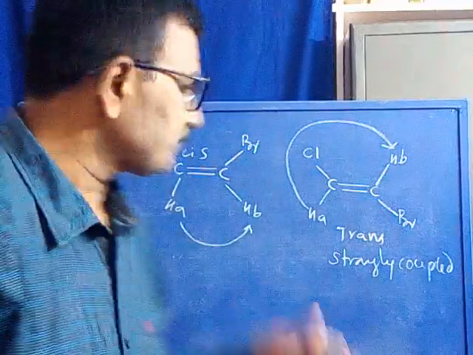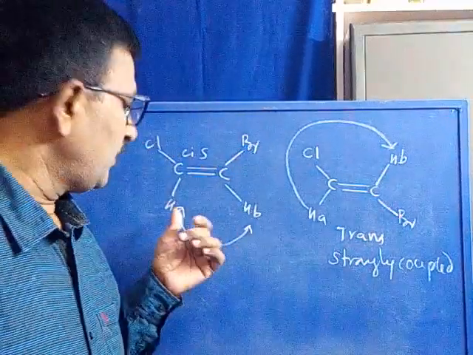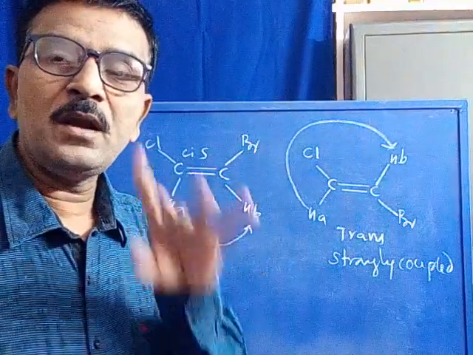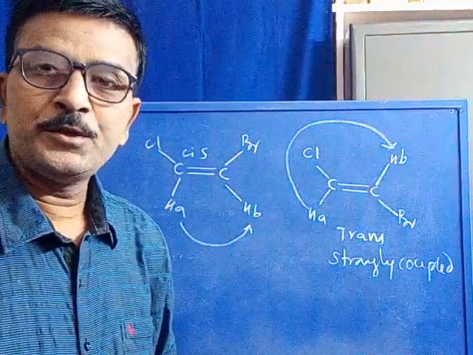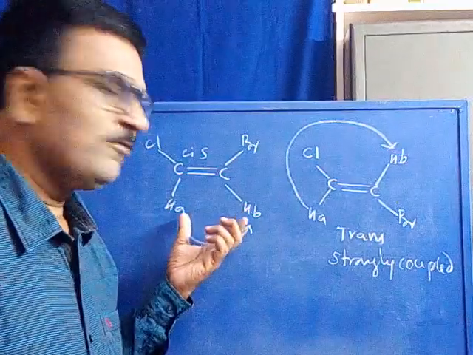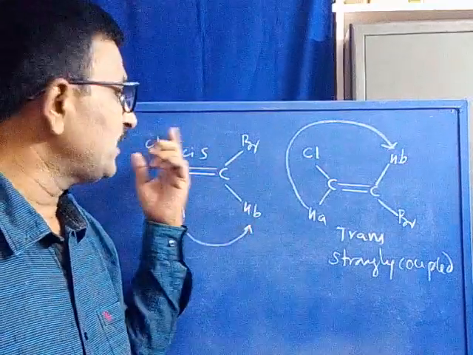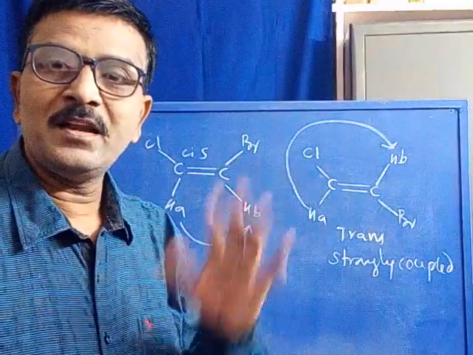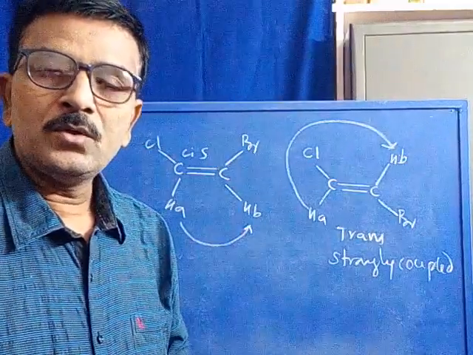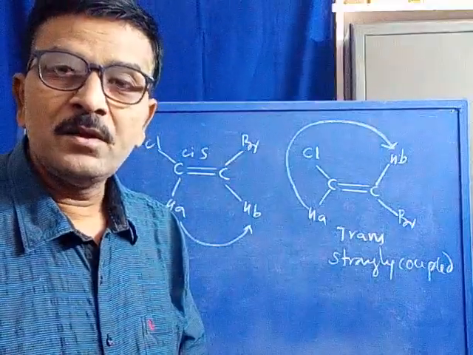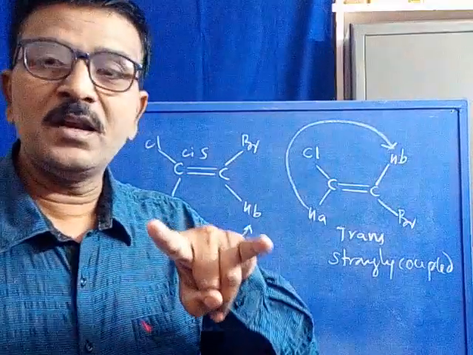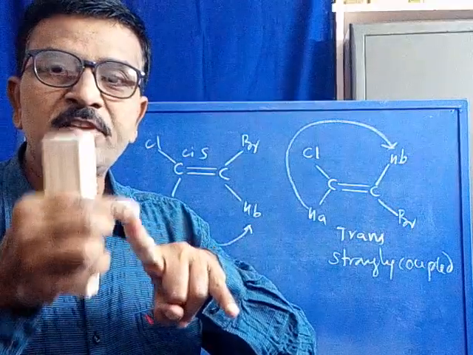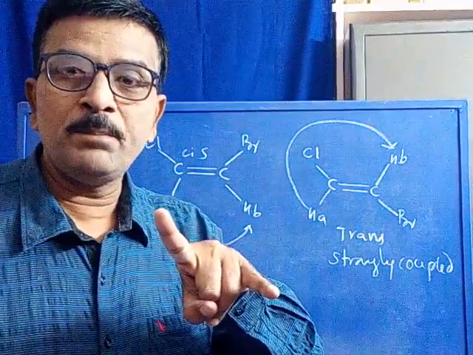Strongly coupled. Now coming to the cis, where the two hydrogens, Ha and Hb, are on the same side of the molecule. When the two groups are on the same side, there is a steric repulsion or steric interaction. So, in order to stabilize, one hydrogen of the cis alkene moves just below the plane, and the other hydrogen of the cis alkene moves just above the plane.